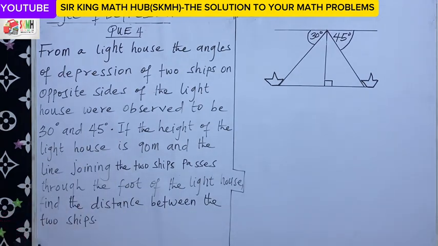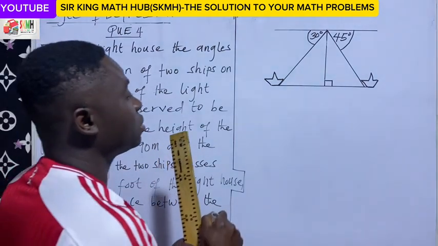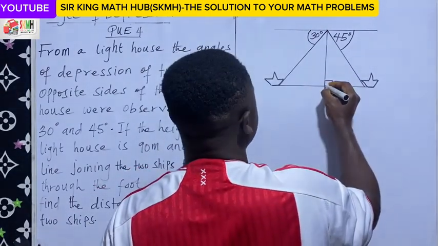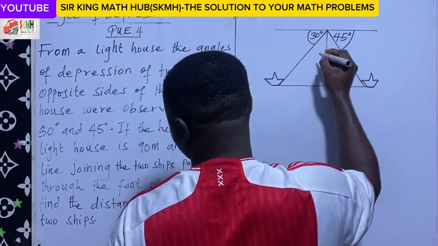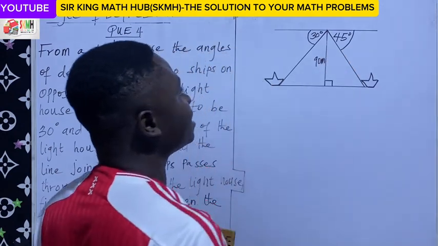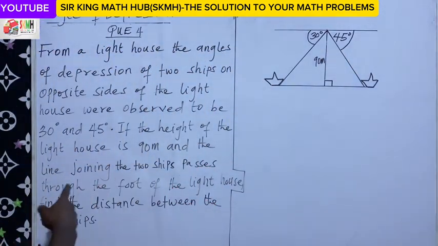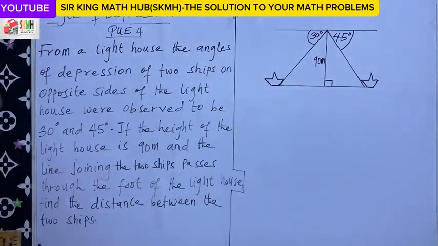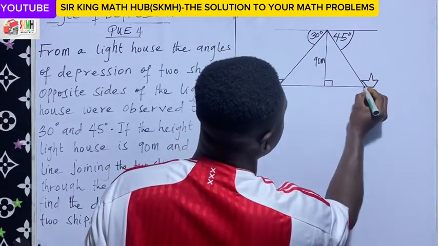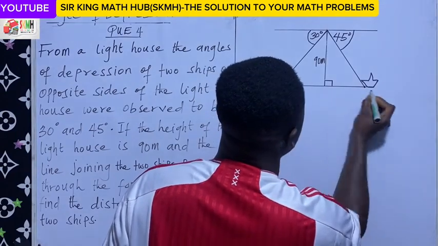Now I continue. If the height of the lighthouse is 90 meters, so the height of the lighthouse is measured above sea level. So this height here from this point to this point measures 90 meters. That is what I've done. And then the line joining the two ships passes through the foot of the lighthouse. So that is the line. You have to find the distance between the two ships. So we are looking for this distance between the two ships.